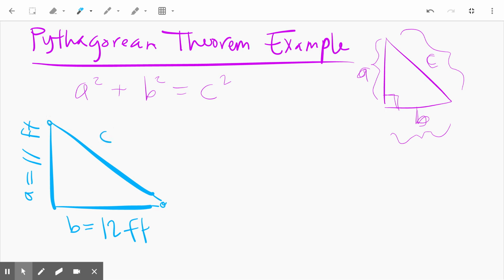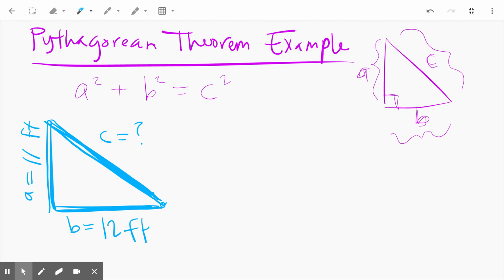Let's say we're building a ramp of some sort. And we know that the base of our ramp is 12 feet. We know the height of our ramp is 11. We want to know how long this side of our ramp is going to be.